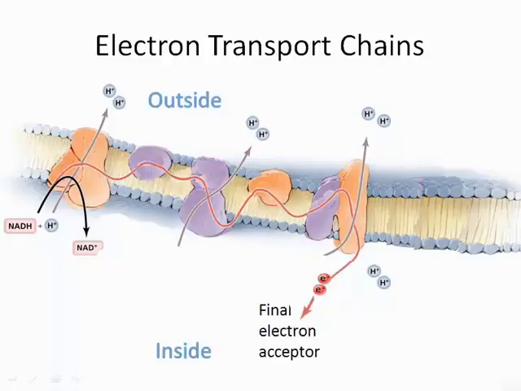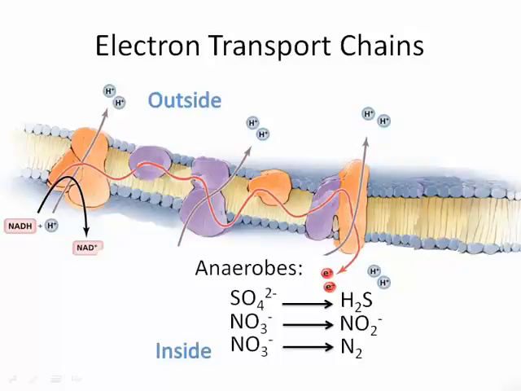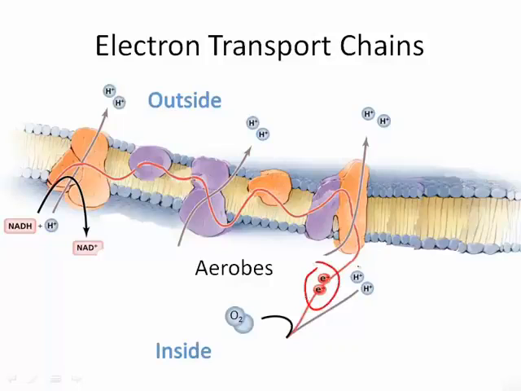Eventually, the chain transfers the electrons to a final electron acceptor. Anaerobes typically use inorganic molecules as final acceptors. For example, some prokaryotes reduce sulfate to hydrogen sulfide. Others reduce nitrate to nitrite or to nitrogen gas. And methanogens reduce carbonate to methane. In aerobes, the final acceptor is oxygen. A pair of electrons and 2 hydrogen ions combine with half of an oxygen molecule to form a molecule of water.